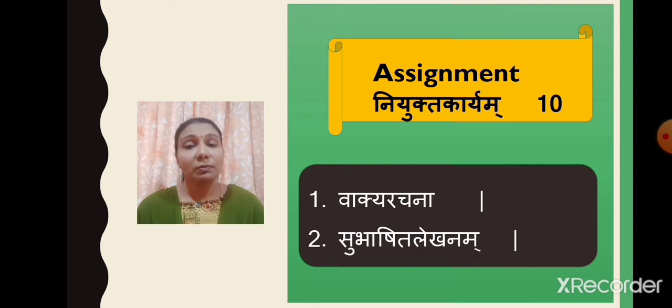Now I'm going to explain you about the assignment. It is for 10 marks, and in Sanskrit the word for assignment is Niyukta Karyam. There are 2 parts of it. It means you are going to do 2 activities under this assignment. The first one is Vakya Rachana and the second one is Subhashit Lekhanam. Let me explain the first one, that is Vakya Rachana.